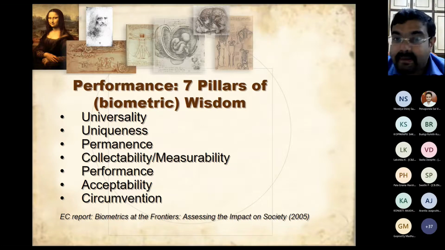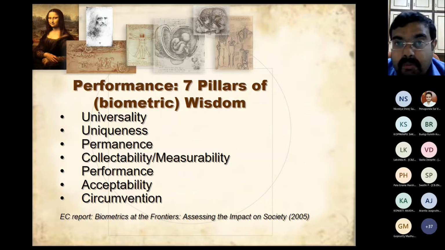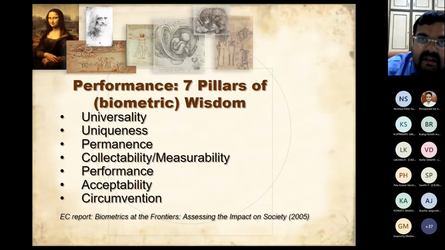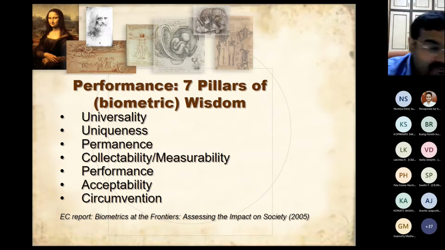Anybody today in the pandemic situation would prefer something that is not intrusive. If there is an iris recognition system, that sensor is not touching you, so there is no problem, right? That would be preferable to a fingerprint or a hand where you are touching, right? These are all intrusive things. So the acceptability, performance, circumvention. Circumvention means how you can cheat the system, how you can spoof the system.